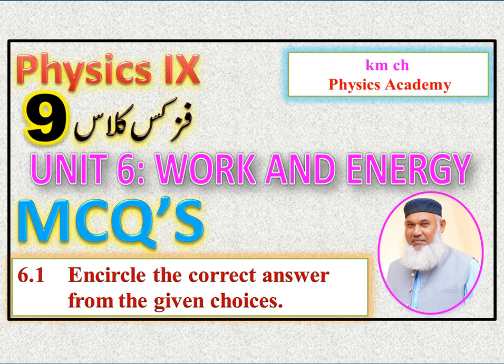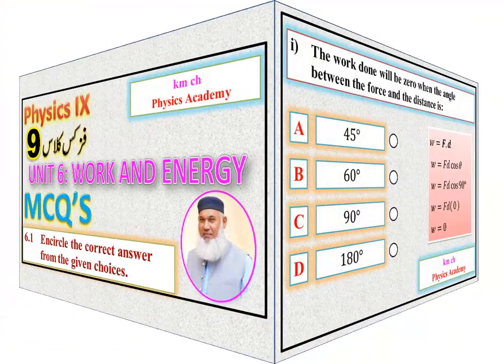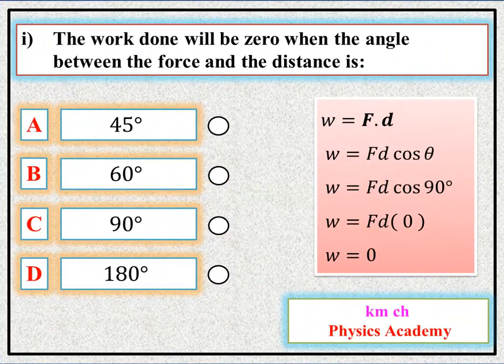Today we have to solve MCQs of unit number 6, which is work and energy. Question number 6.1 is encircle the correct answer from the given choices. Question number 1 is the work done will be 0 when the angle between the force and the distance is. Options are A 45 degree, B 60 degree, C 90 degree, and D 180 degree.